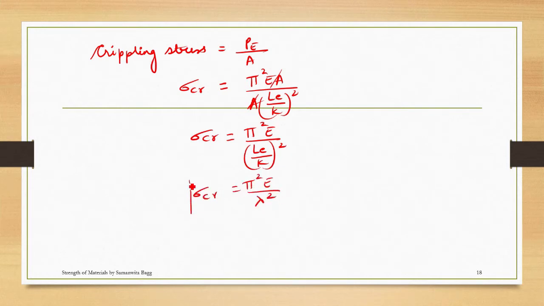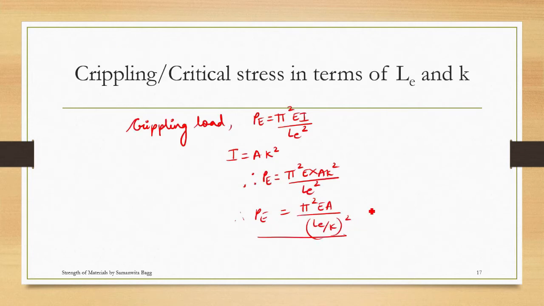This is the formula of crippling stress in terms of LE and K, or you can write it in terms of lambda, which is the slenderness ratio. At this point also, we can change this as pi square E upon lambda square if we want to.